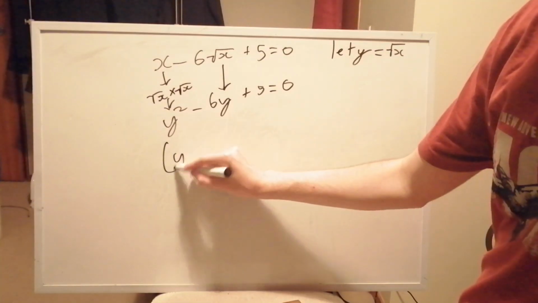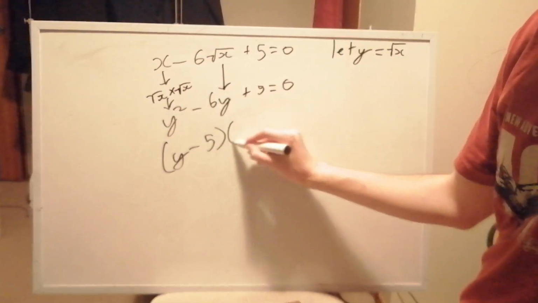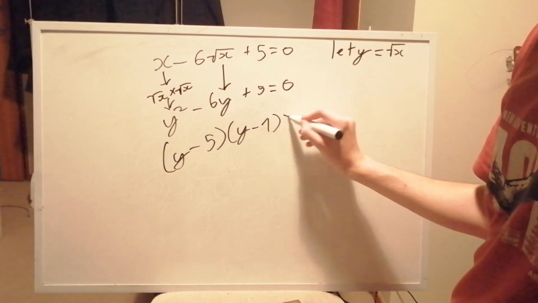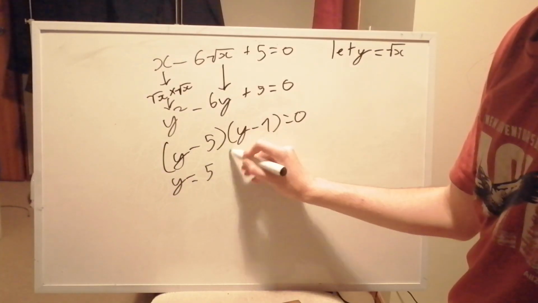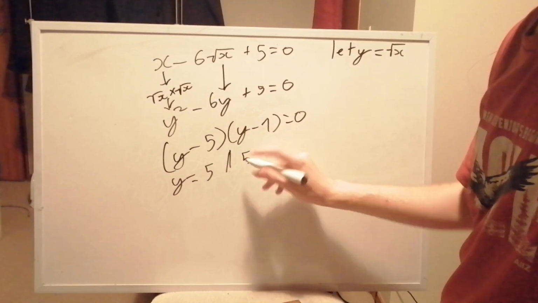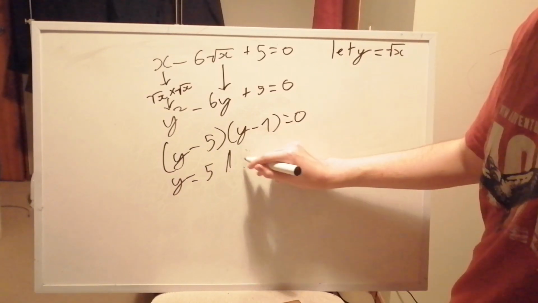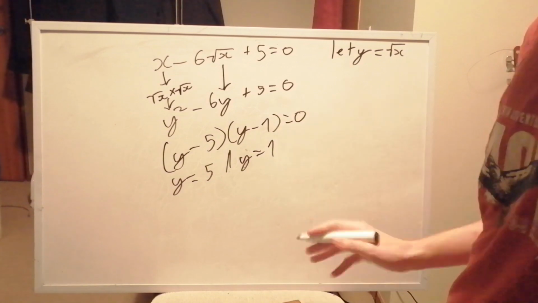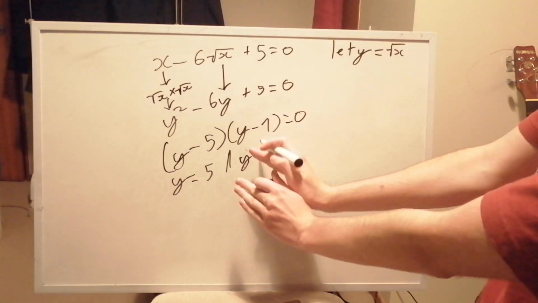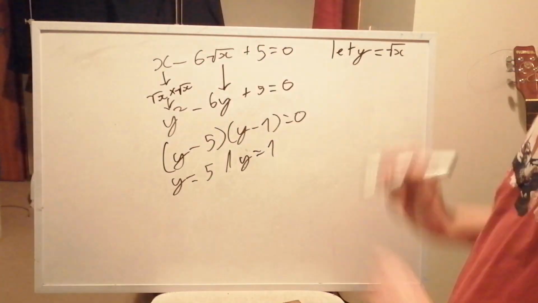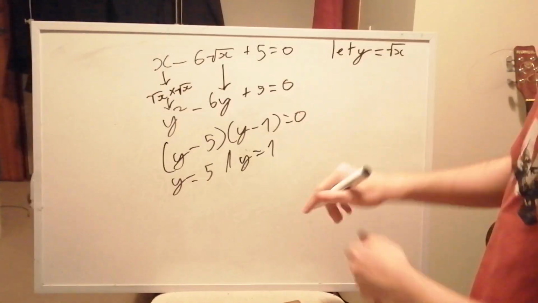This makes it so that we can solve it in the way that we know. So there we go. Okay, y minus 5, y minus 1 equals 0. Therefore, y equals 5, and or y equals 1. We'll call it a day. No, because we substituted it in. We're not solving for y, we're solving for x. So then we have to do the additional steps.